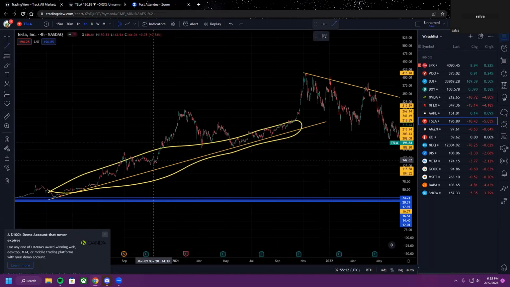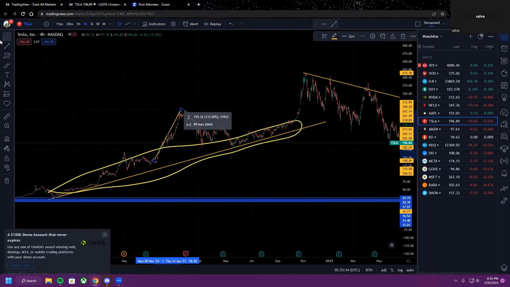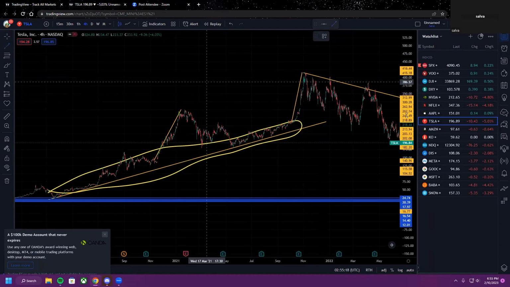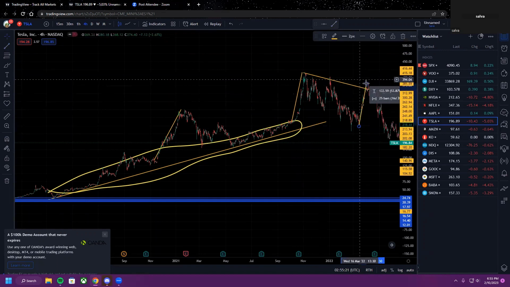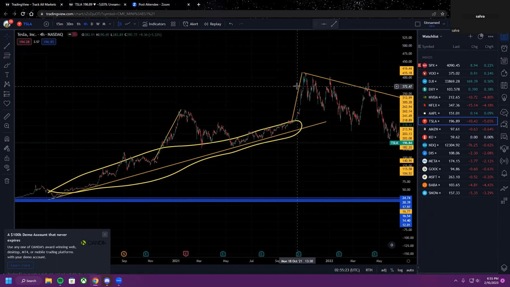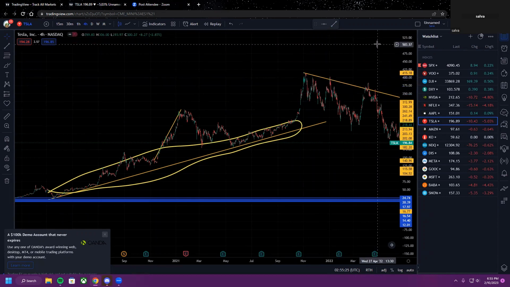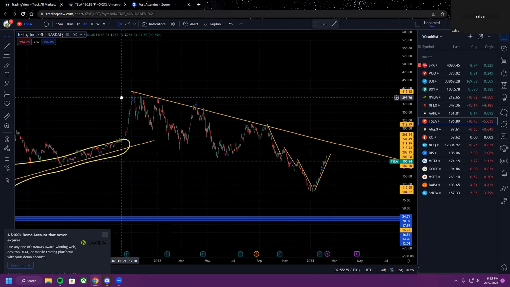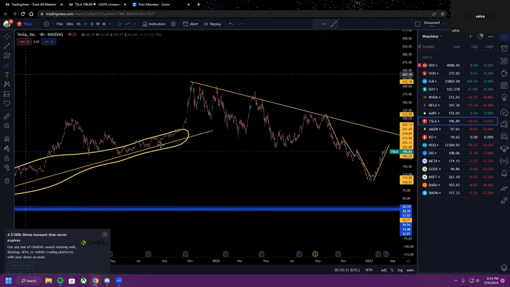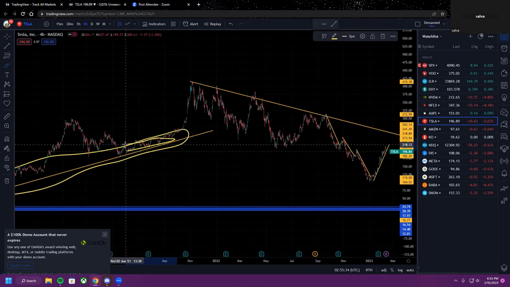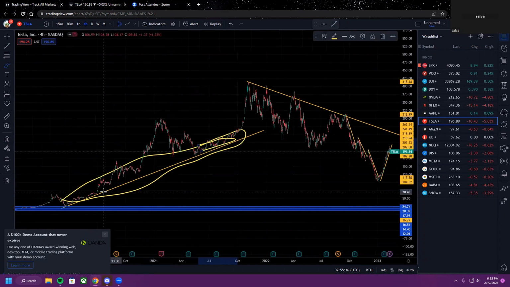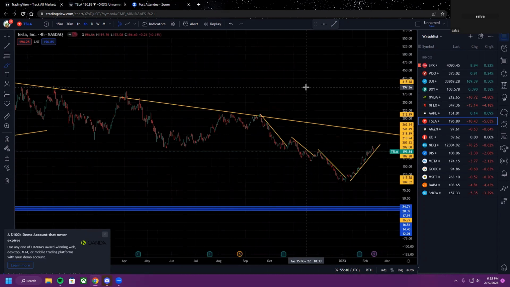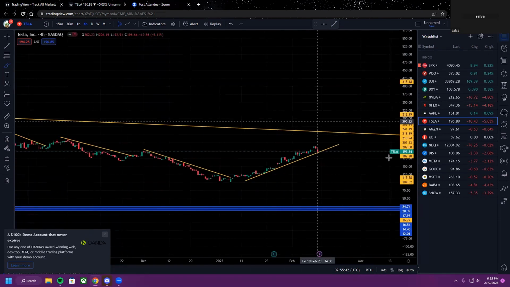Right here, fundamentals didn't matter. Market cap did not matter. So, market cap, bro, it does matter at times, but it matters at times like this. That makes sense. This is when the market is calm and collective. That's when it matters.